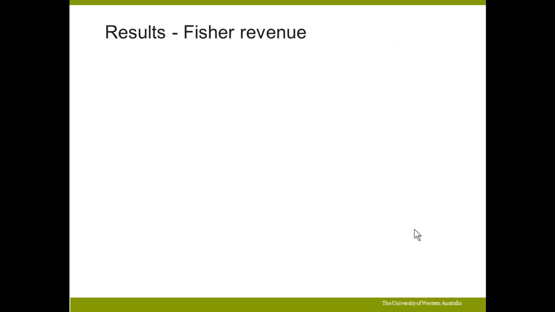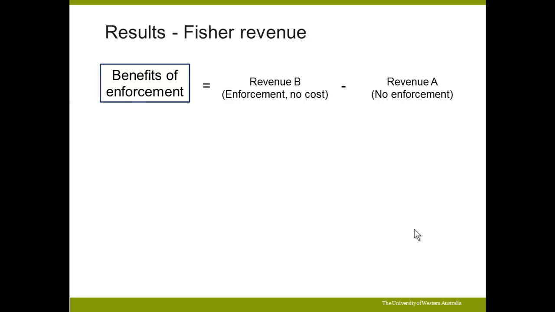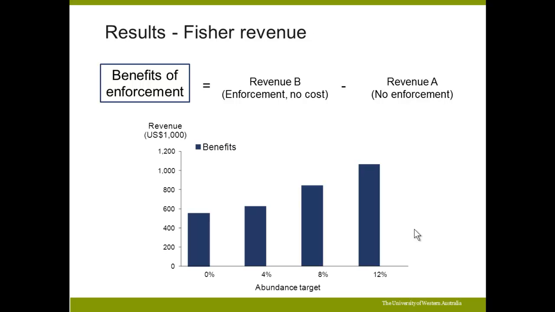So what we're looking at then is our results from the perspective of fisher revenue, and what we principally wanted to get at was the benefits of enforcement to fisher revenue. We get this by looking at the difference between revenue under our scenario B, that's our benefits scenario with none of the cost, and revenue under scenario A, where there's no enforcement. The difference that we get then is the benefits purely attributed to enforcement.